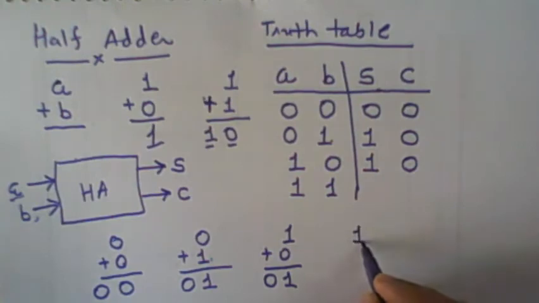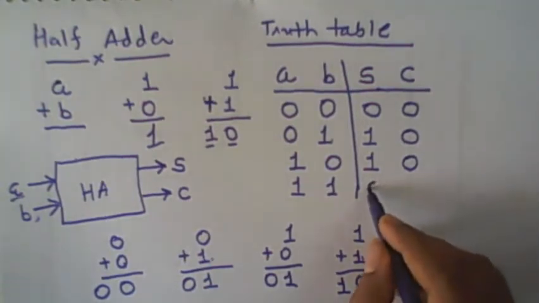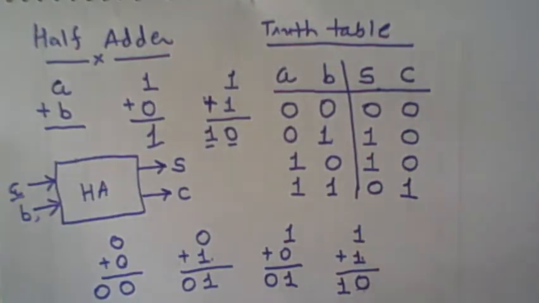Now if we add 1 plus 1, it is equal to 2. Two can be represented in binary as 1 0, so it produces a sum bit of 0 and a carry bit of 1. So this is how to prepare the truth table from the problem statement.